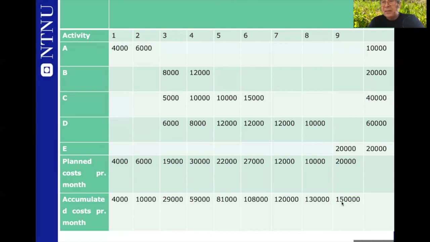These are the numbers we use in order to draw the S-curve. The S-curve is the accumulated costs per month. This is our planned value. This is actually our plan. In this project, we will start the first month with 4,000, and then when we end this project, the total cost will be 150,000 kroner. This is the planned value for our project.